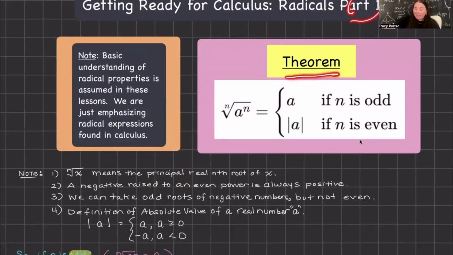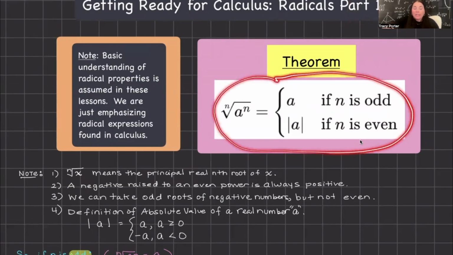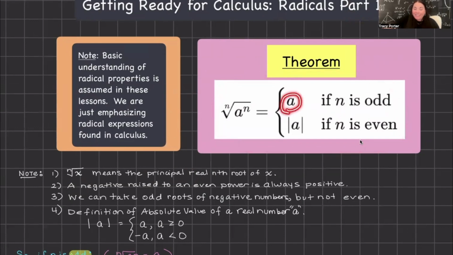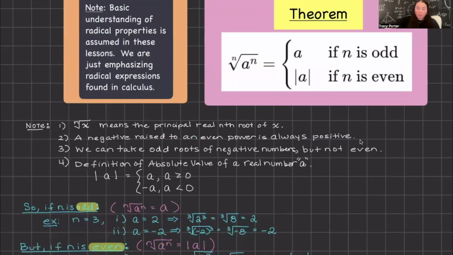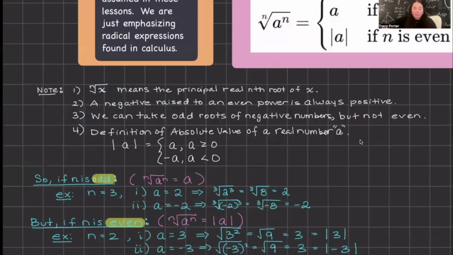So we're going to look mainly, for part one, at this theorem, which is right here, that says that the nth root of a to the n power is actually just a if n is odd. So for odd roots, and it's the absolute value of a if n is even, or even roots. And this is an idea that I do not think a lot of algebra students come out and remember very strongly. So let's review this.